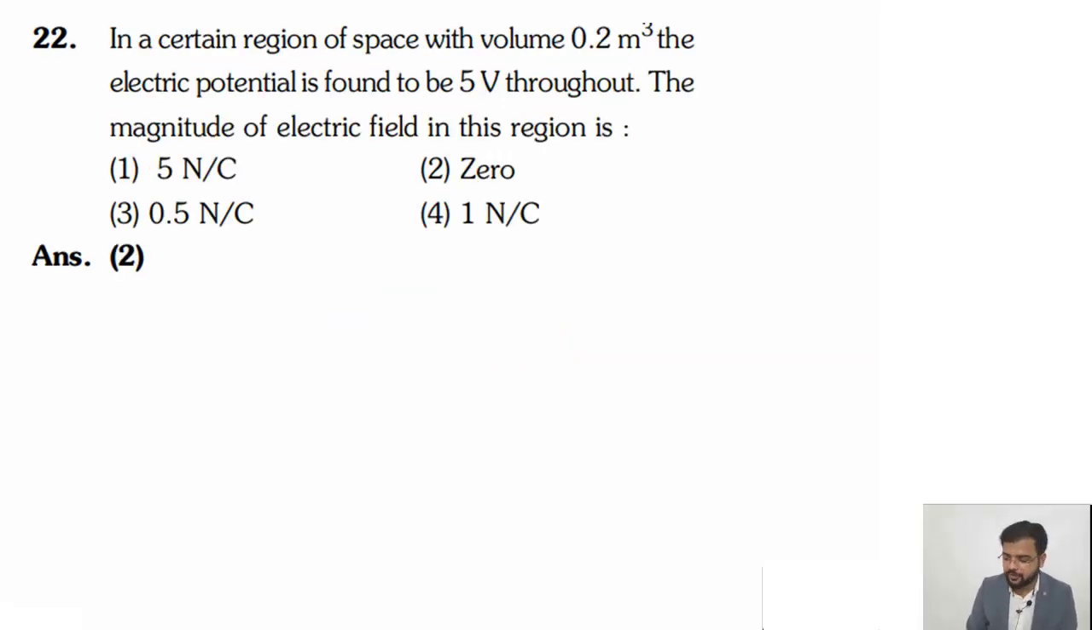The next question is what here? In a certain region of space with volume 0.2 meter cube, the electric potential is found to be 5 volt throughout. The magnitude of electric field in this region is.